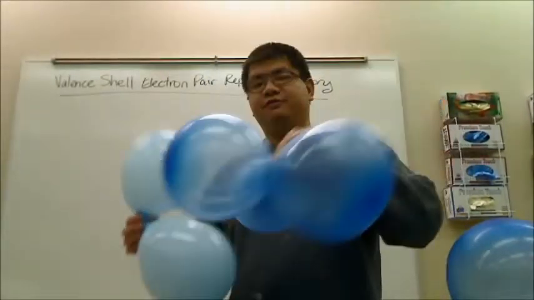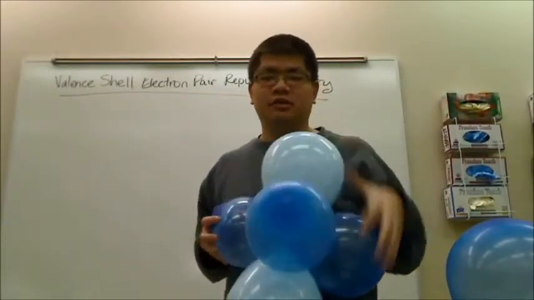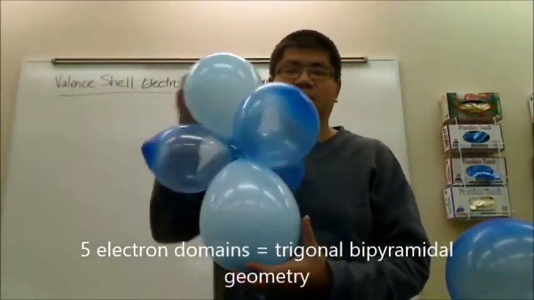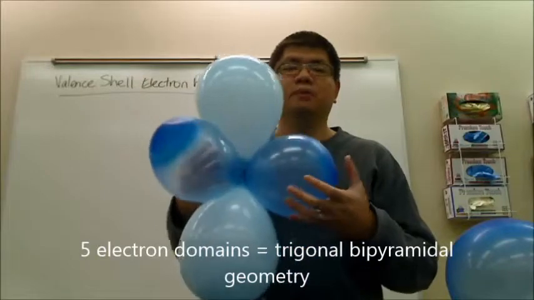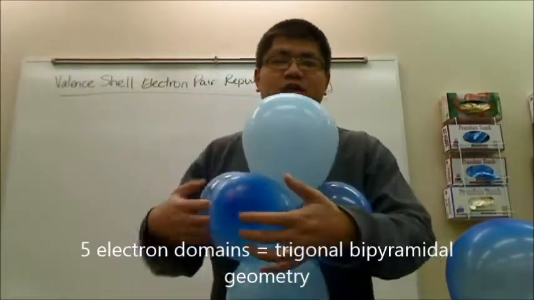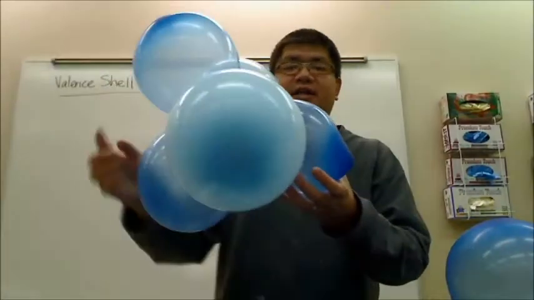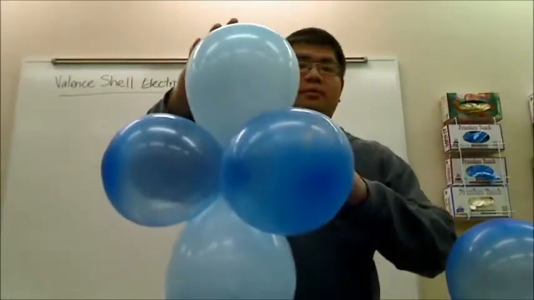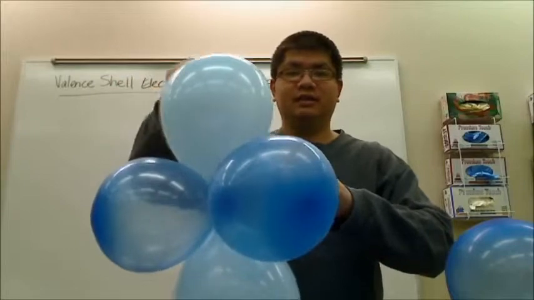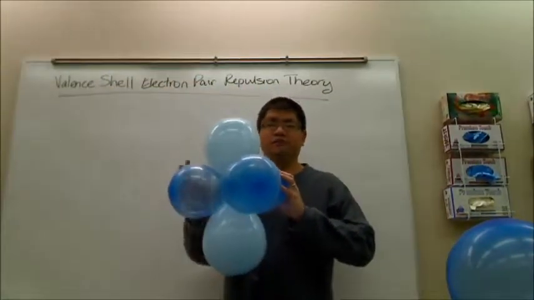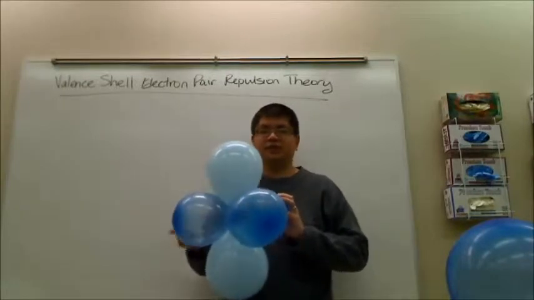What do we have with 5? We have 3 and 2. Let's put them together. So now I have 5 balloons. And it turns out that we have what's known as the trigonal bipyramidal shape. Because if I look at this triangular base, consider this a base, I have one pyramid pointing upwards here, and one pyramid pointing downwards here. So therefore, I have 2 types of positions here.